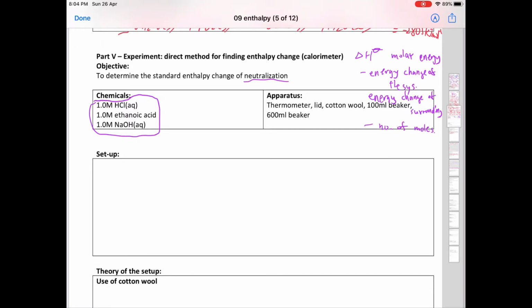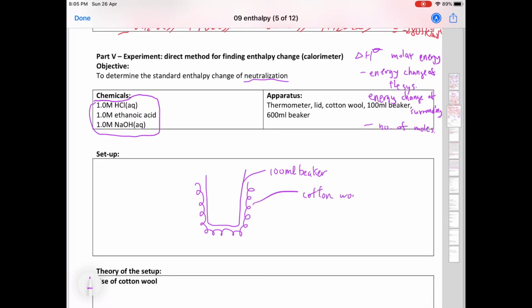Let's go into the detail of the setup used, and it is very easy. If we have a small beaker, a 100 ml beaker, or you can use an expanded polystyrene cup, then surround this small beaker with some cotton wool. You can think of why each of these materials is used in our setup. Finally, put the whole thing inside a large 600 ml beaker, and the reaction mixture will be inside the small beaker.